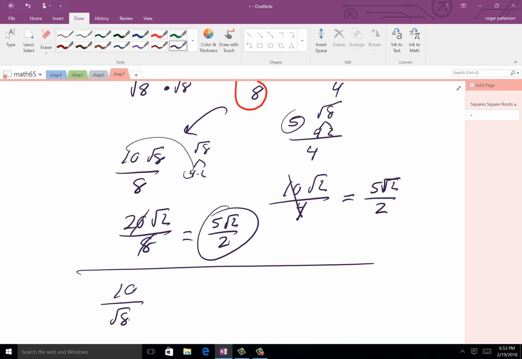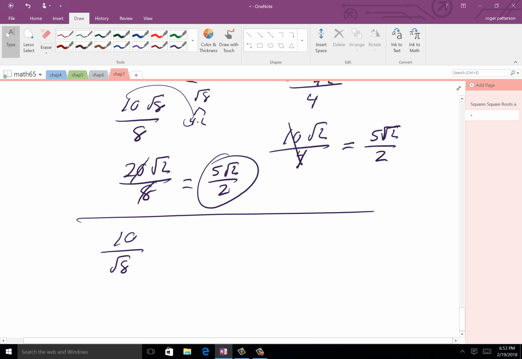It kind of depends on the situation, but I think for most of your cases, you're pretty safe just to go ahead and just multiply by that square root of 8 and then see where it takes you. Okay. But that's kind of a preference thing. You can do it either way.